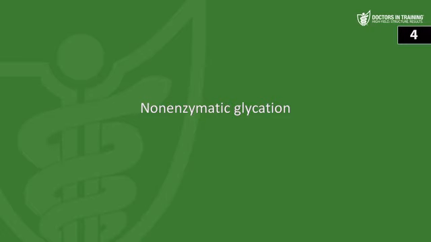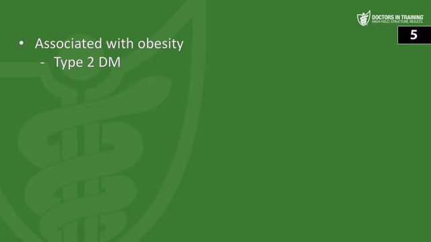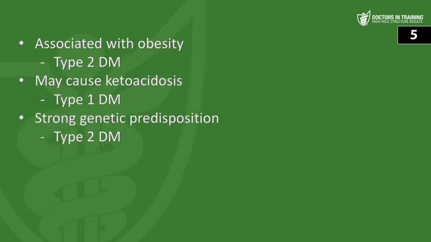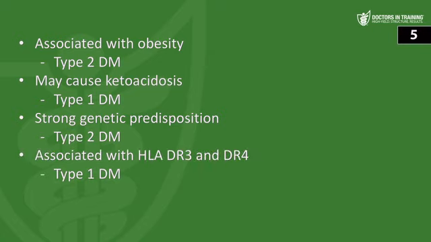All right, first question. How is hemoglobin glycated in diabetes? It's a non-enzymatic glycation that's taking place, and the key point is that it is non-enzymatic. Next, which type of diabetes mellitus fits the following descriptions? Associated with obesity, that's type 2, may cause ketoacidosis, is primarily type 1, strong genetic predisposition is type 2, but the one that's associated with HLA-DR3 and DR4 is type 1.